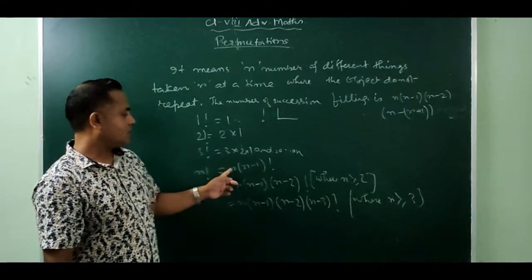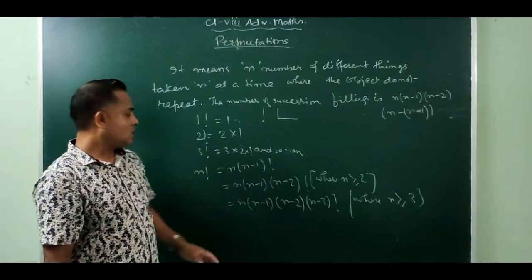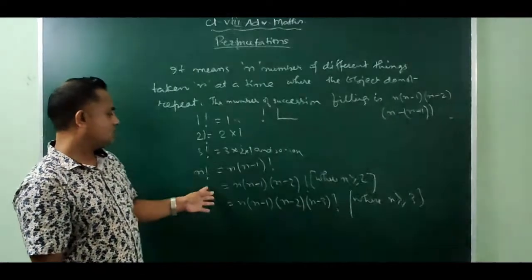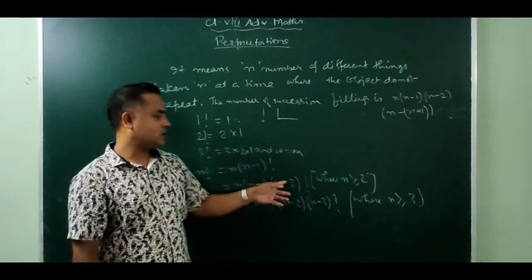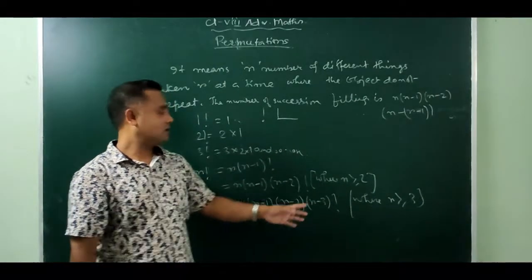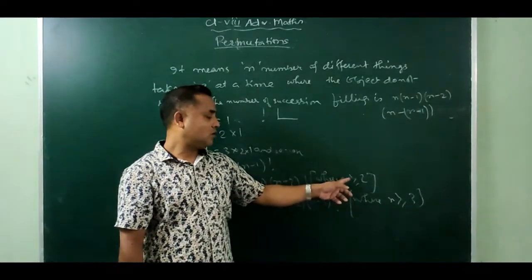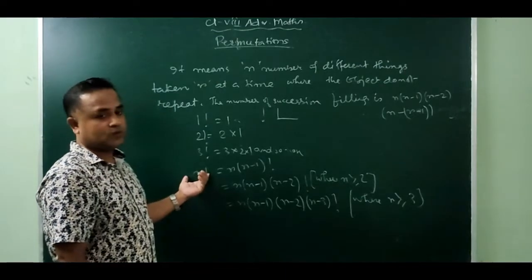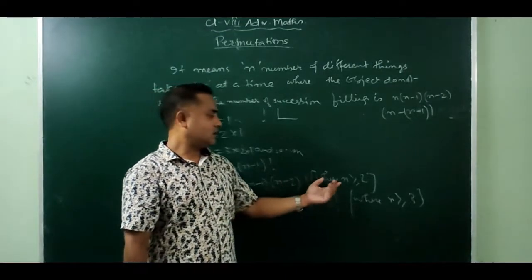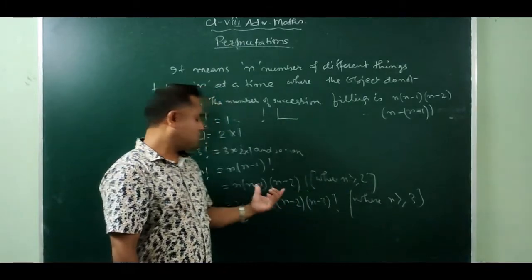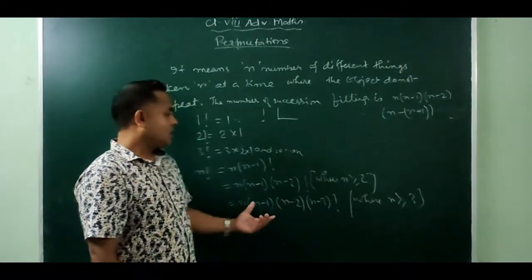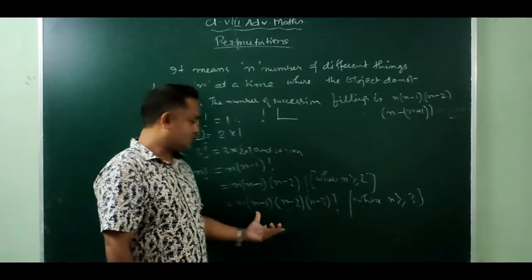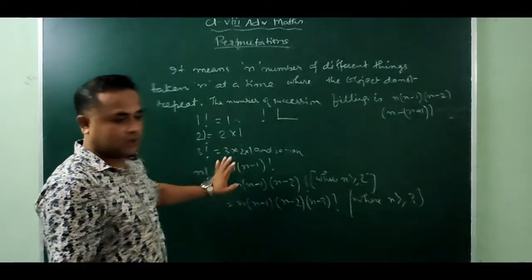N factorial we can write as n into n minus 1, or if there is a demand by the equations, then we can write n into n minus 1, n minus 2, provided that n is greater than or equal to 2. That means if the number of things which has to be permuted is greater than or equal to 2, then we will go to these successions. If it is greater than or equal to 3, then we will go to these successions. I hope you will understand.